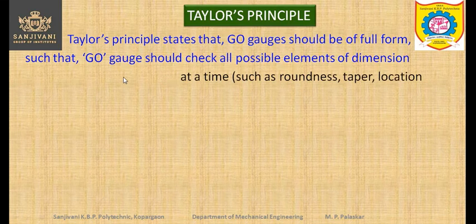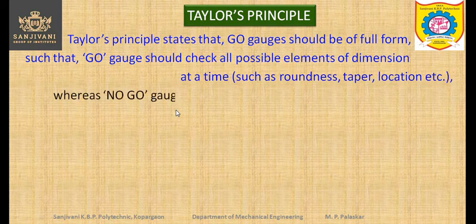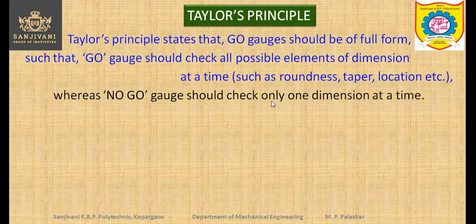So the go gauge checks all possible elements of dimension at a time, such as roundness, taper, location, etc. In addition to the dimensional tolerances, the go gauges are also checking the geometrical tolerances like roundness, taper, or the location, etc. Whereas the no-go gauge should check only one dimension at a time.